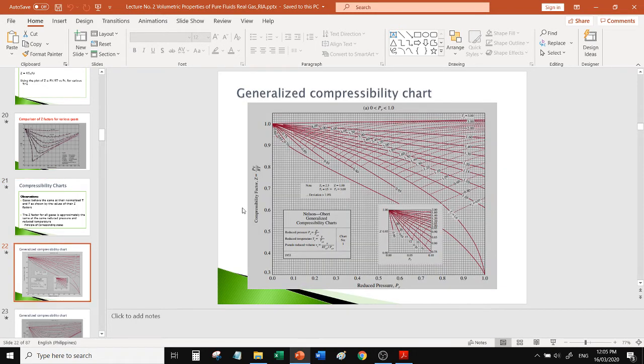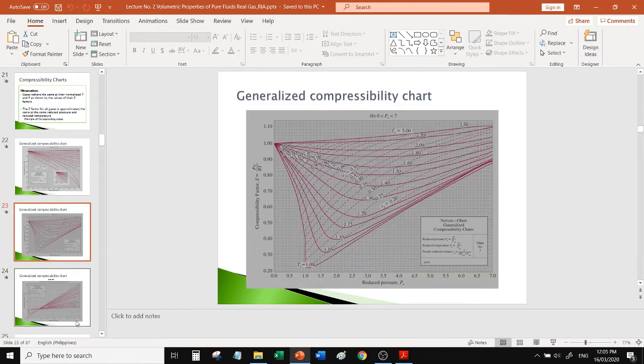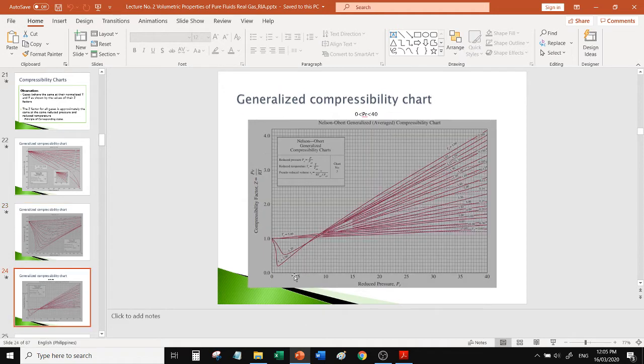So this is a zoomed in figure of the compressibility chart. As you can see here, the reduced pressure is from 0 to 1. Zooming out a bit, it has this shape, okay? And this is from reduced pressure 0 to reduced pressure 7. And further zooming out, this is the compressibility chart. So, this is from reduced pressure 0 to reduced pressure 40. What do we observe?